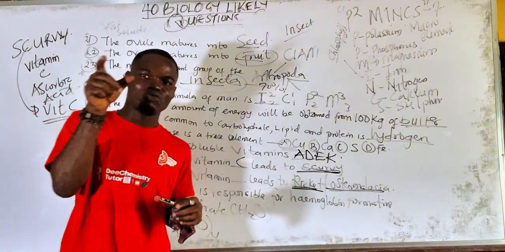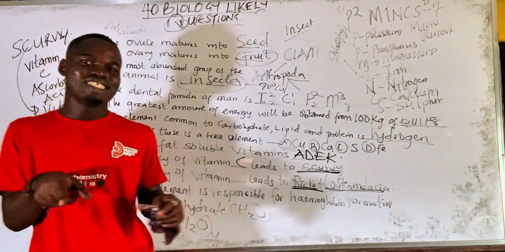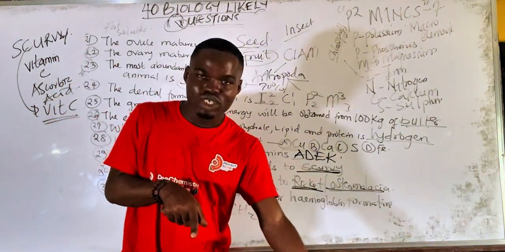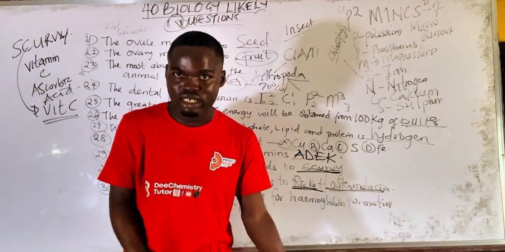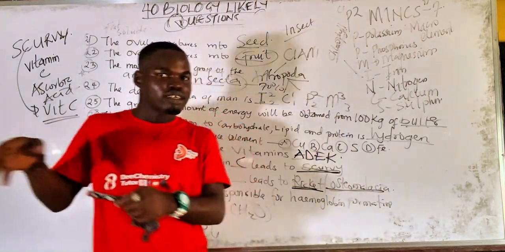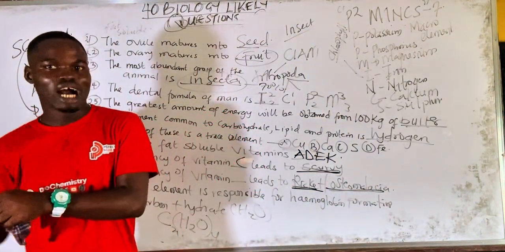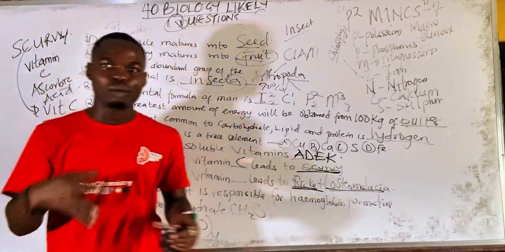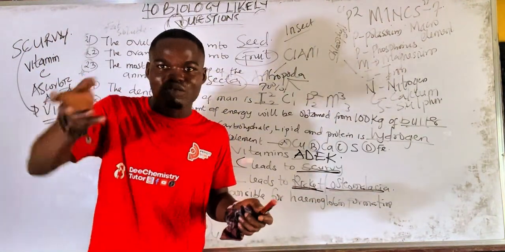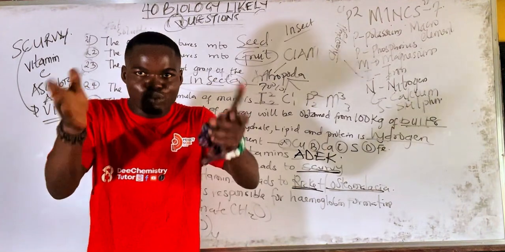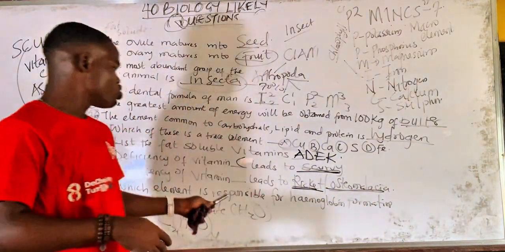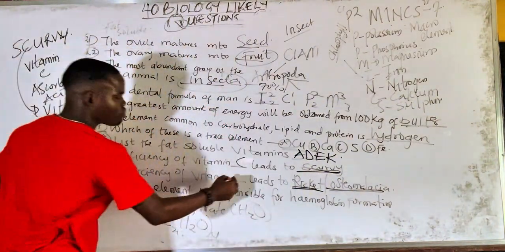Rickets happens in children. Why does osteomalacia happen in adults? It is where the formation of the bones is softening, and it leads to bow legs and the likes. So, it's the deficiency of vitamin D.